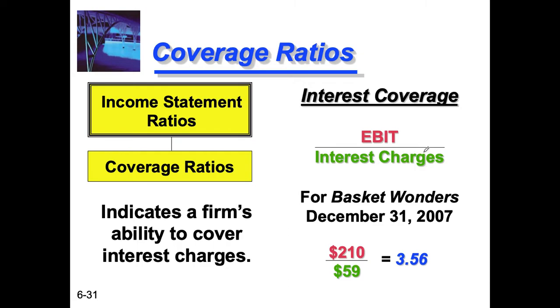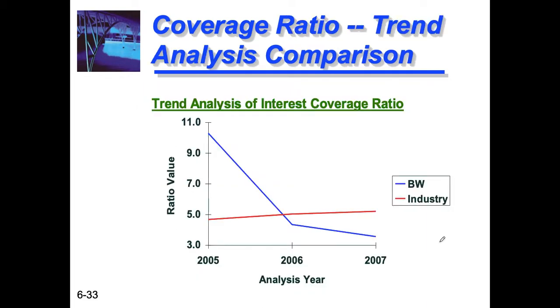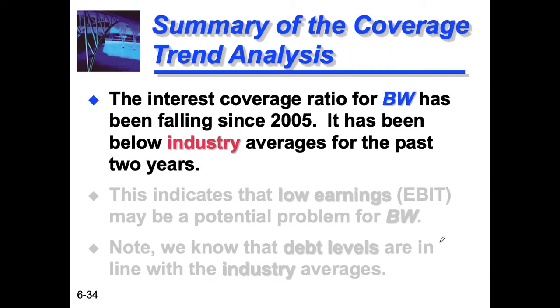Okay, coverage ratios indicate a firm's ability to cover interest charges. The formula for interest coverage is EBIT per interest charge. This is an example of trend analysis of the interest coverage ratio. And the summary of the coverage trend analysis.